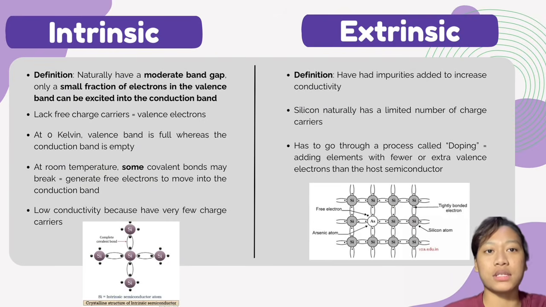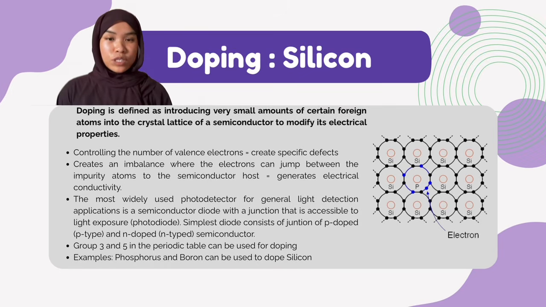For the extrinsic semiconductor, it basically means they already have impurities added into the element to increase conductivity. Silicon naturally has a limited number of charge carriers. It has to go through a process called doping, which means it has to have elements that have fewer or extra valence electrons added into it. The doping process will be explained in the next slide. Next, we move on to doping.